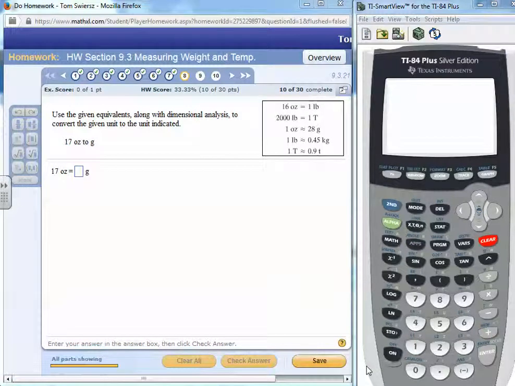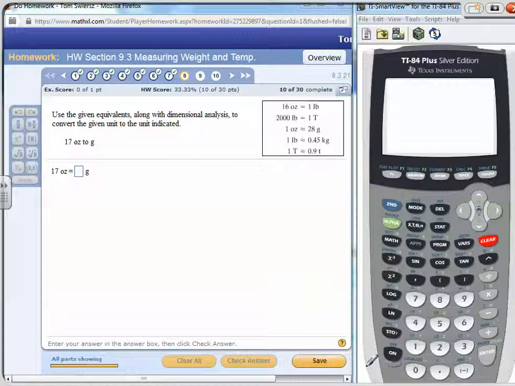Let's solve homework exercise number 8 from section 9.3. We need to convert 17 ounces to grams. Notice right here in this chart given with the problem, for every 1 ounce there are 28 grams. So we can use that conversion in dimensional analysis to convert 17 ounces.